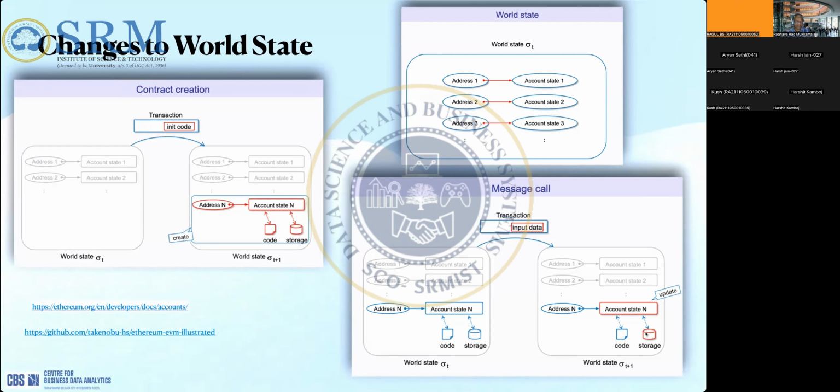So for example, let's say that the smart contract transfers some money to another contract or something like that. That is the job of the function, right? So then the account balance of the smart contract will change.